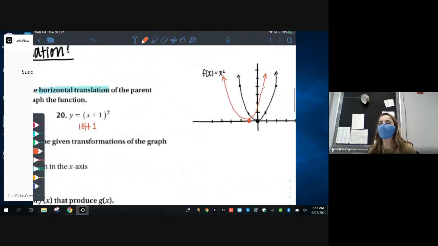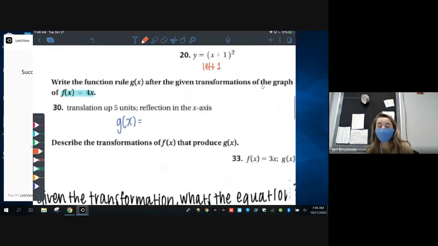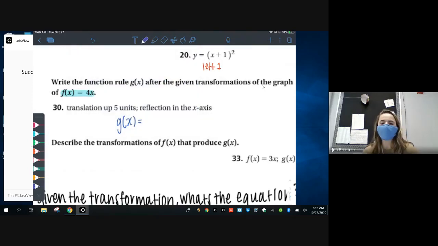It'll tell you to transform a graph that you already have. Sometimes it'll say change the equation. So for this one here, for 30, it says that you're given a graph for 4x, and the translation is up 5 units, and it's a reflection in the x-axis. So let's talk about what values are changing. If it's going up 5 units, what's changing? A, B, C, or D? D. Good. I think that was Connor. If there's a reflection in the x-axis, is that changing A, B, C, or D? A.